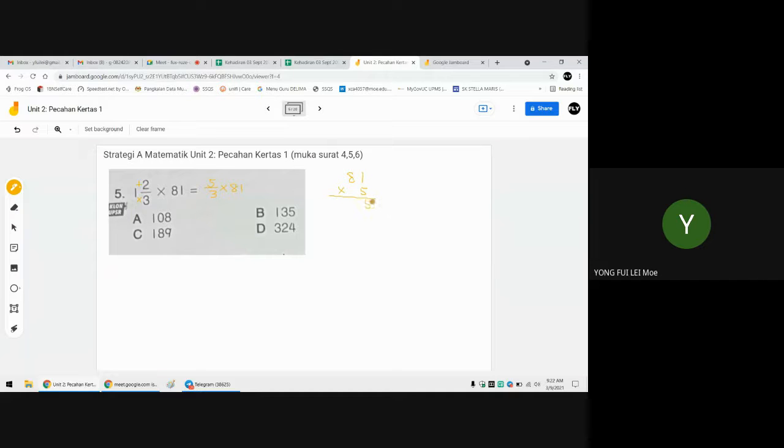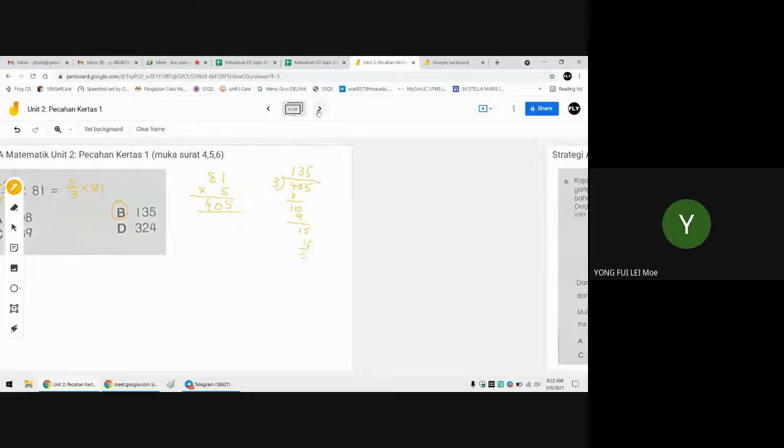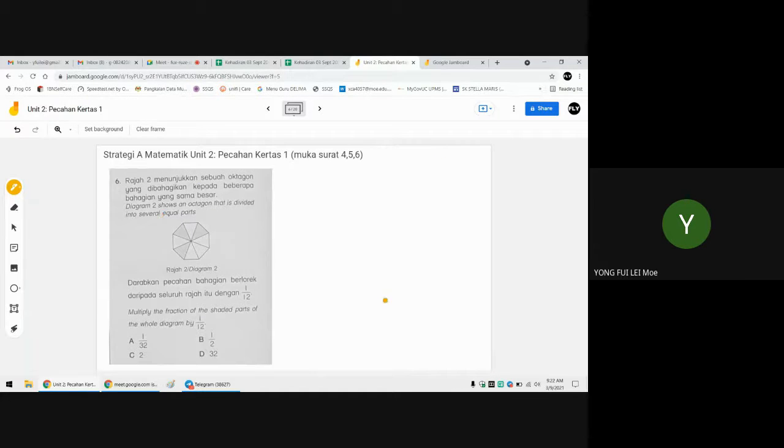5 times 1 is 5, 5 times 8 is 40. And then divide by 3. 3 into 1, 3 into 3 is 9, 3 times 5 is 15. So you get your answer, 135. Okay, so next. We should be at number 10 right now because it's almost 9:30, so I have to speed up.